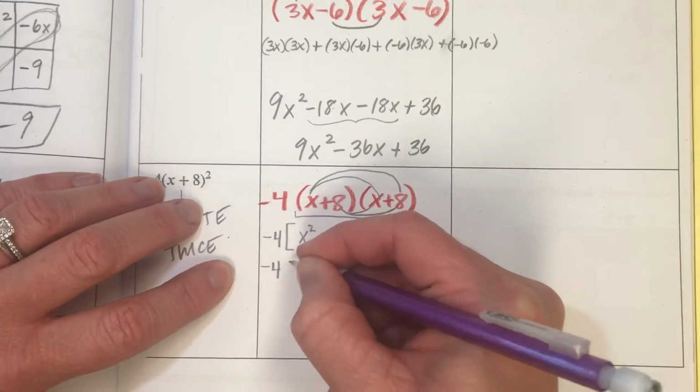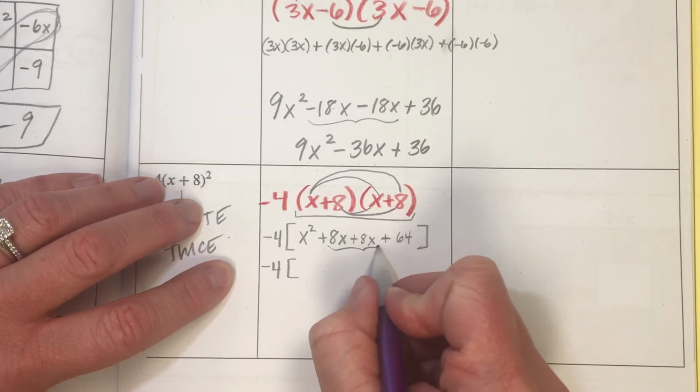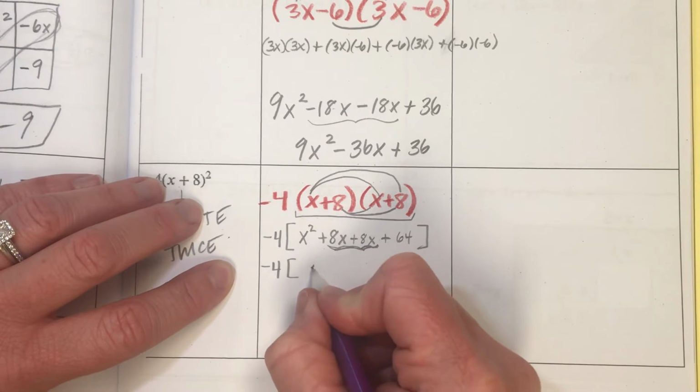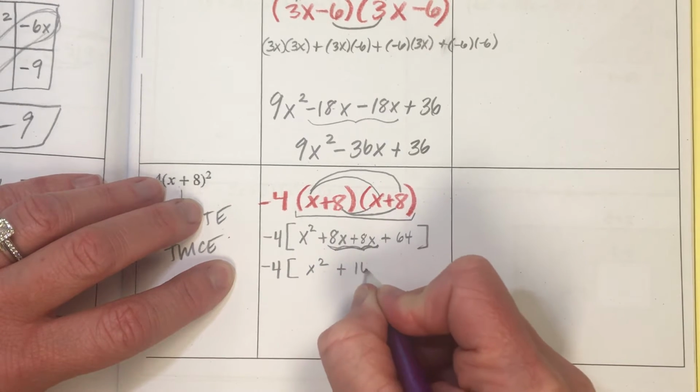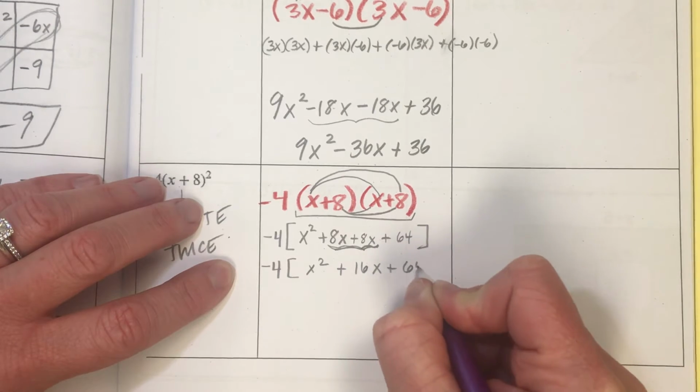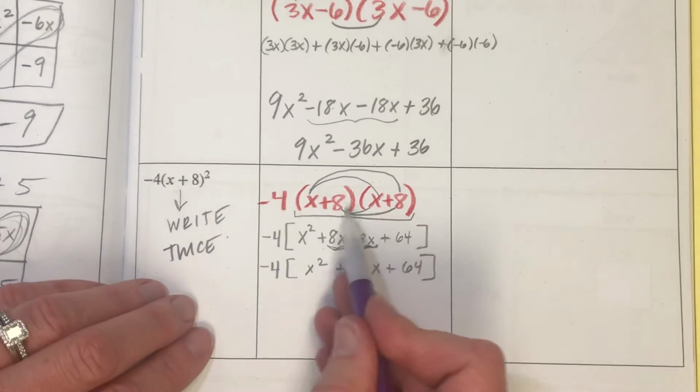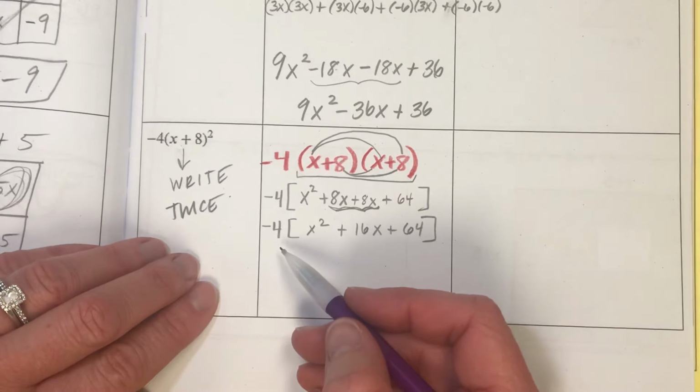So we have -4 here. I notice that there are two that I can combine because they have a like term. x squared plus 16x plus 64. And now that I have finished my binomial, now I'm going to multiply through that -4.